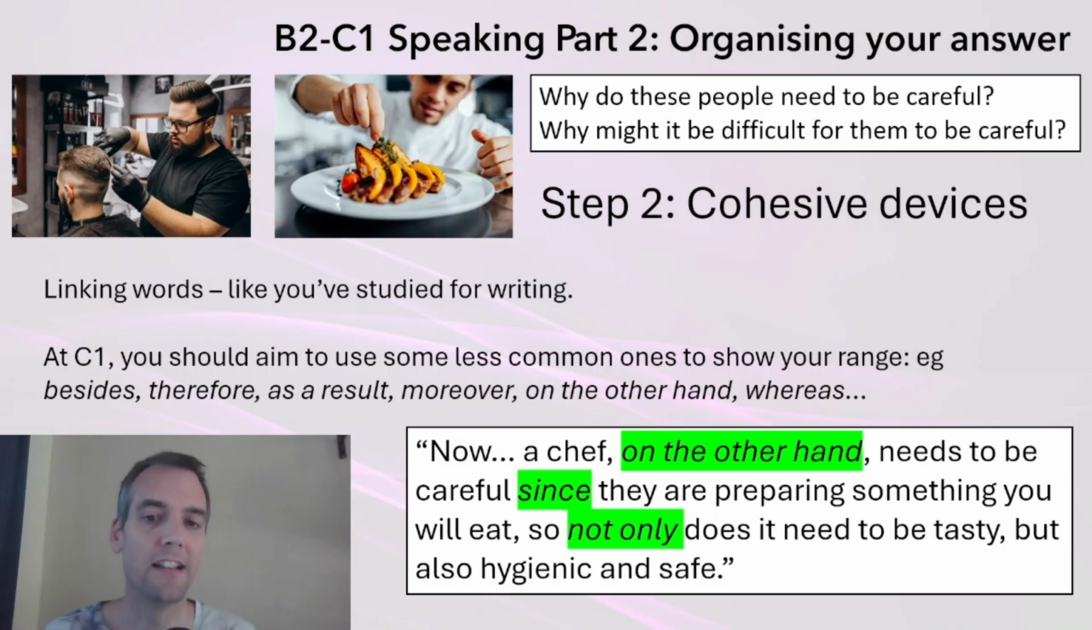It means we might be saying things like, we've spoken about the hairdresser. Now a chef, on the other hand, needs to be careful since they're preparing something you will eat. So not only does it need to be tasty, but also hygienic and safe. So as we can see, I'm comparing and contrasting with, on the other hand, I'm not always saying because. I try and throw in a little since, as, for the reason that, you can play with it a little bit as long as it's still natural.